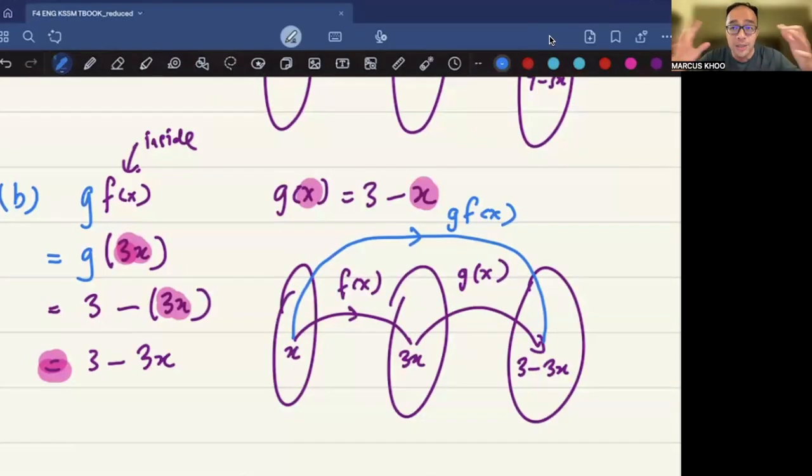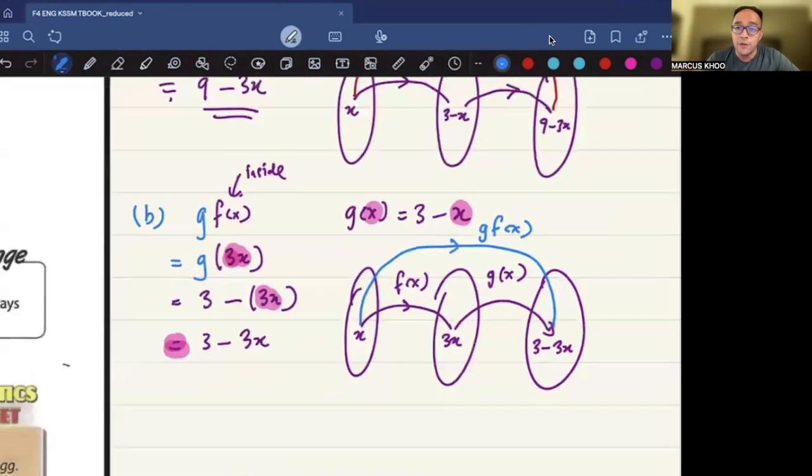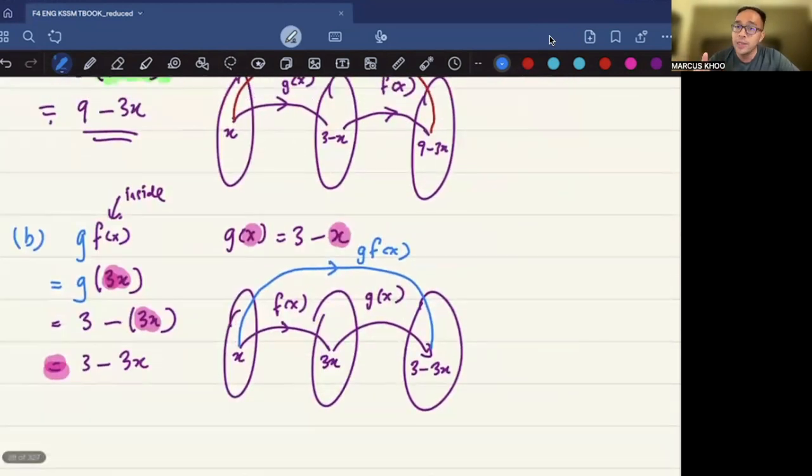Why is it reversed? Because there's an inside-outside thing, but the end result we get is 3 minus 3X. From these two examples, you will notice that FG and GF are different because the mapping is different. It is not F times G or G times F. It's not multiply.